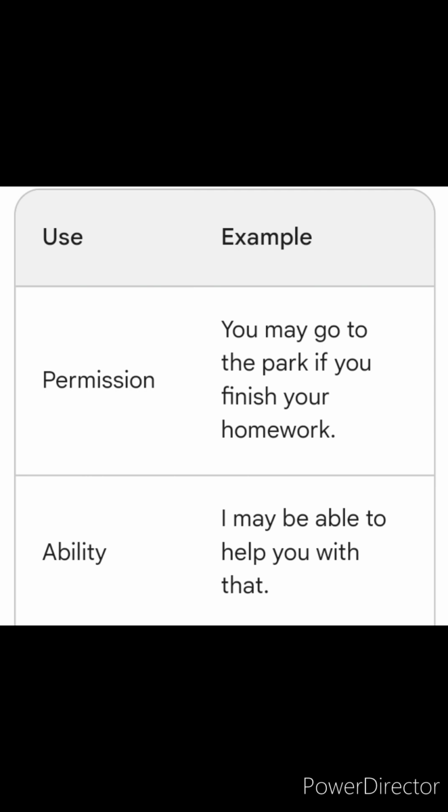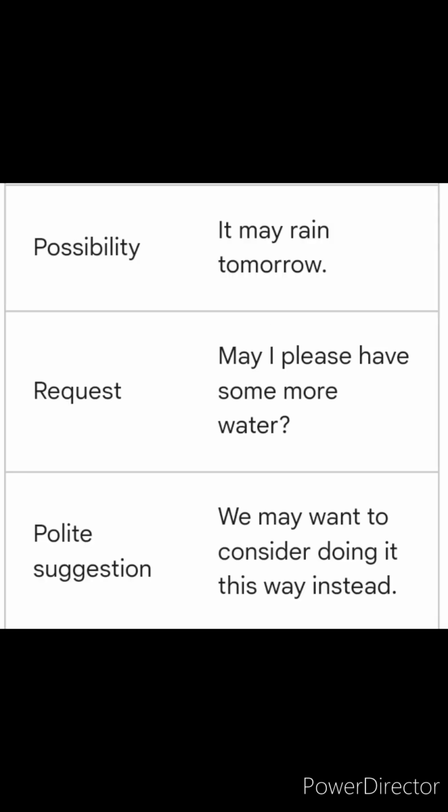Uses and examples of may and might. May, permission: You may go to the park if you finish your homework. Ability: I may be able to help you with that. Possibility: It may rain tomorrow. Request: May I please have some more water? Polite suggestion: We may want to consider doing it this way instead.